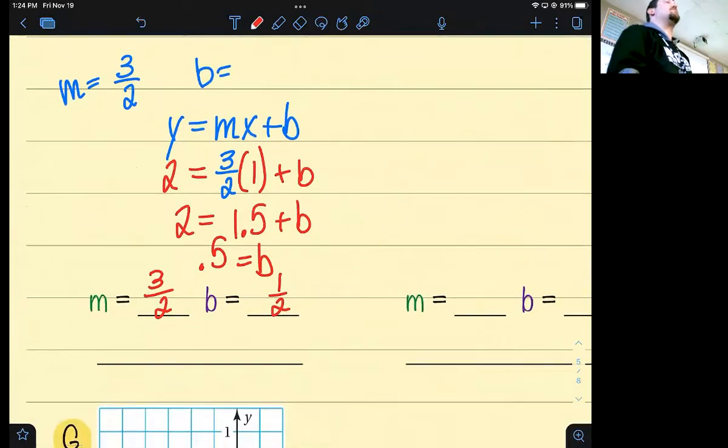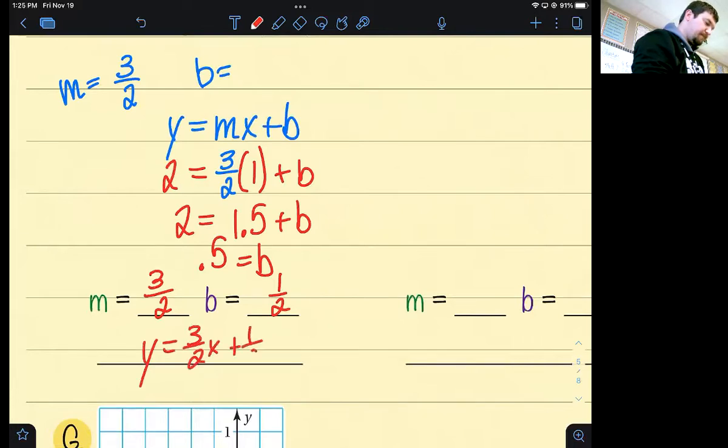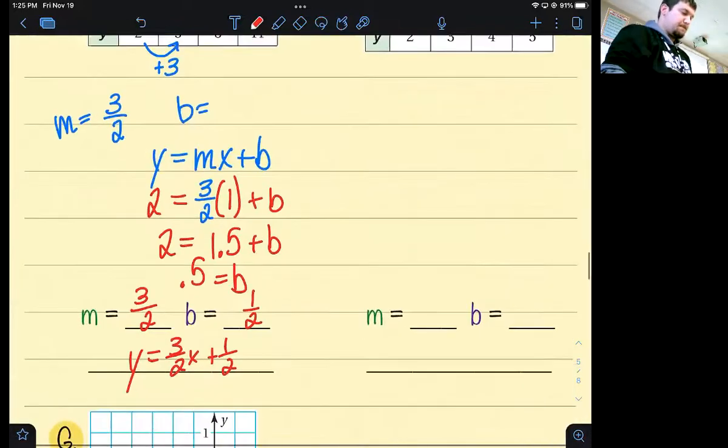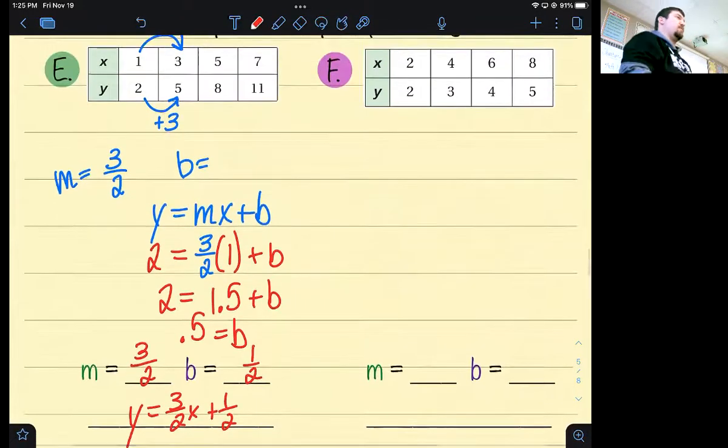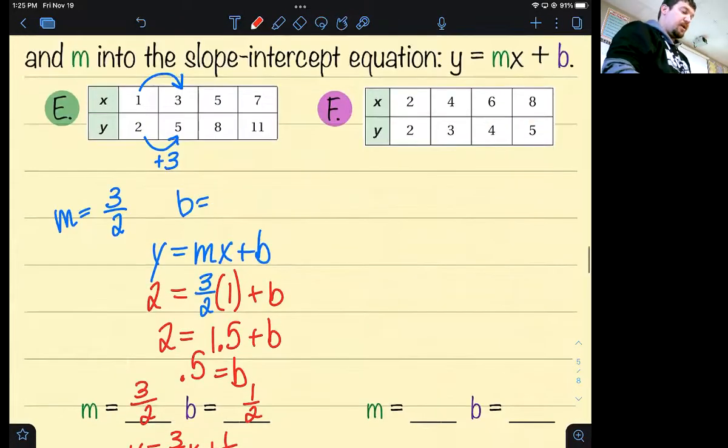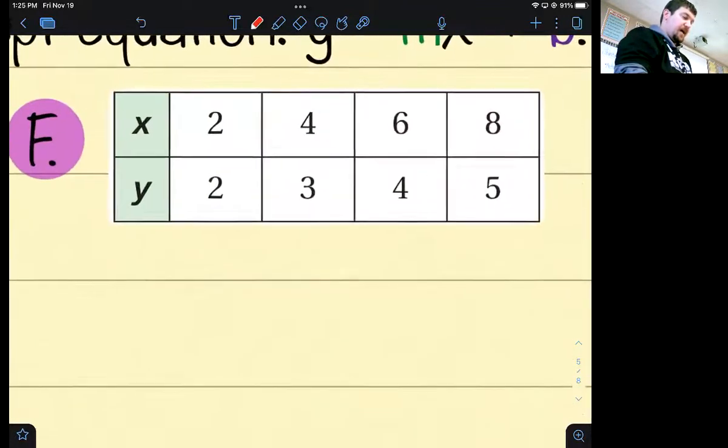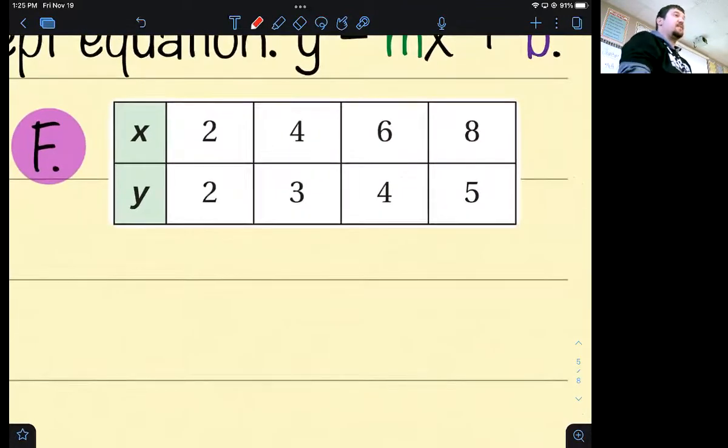Okay, so what's our equation then? Back to this problem. What's our equation? Xander? Y equals 3/2 x plus 1/2. Yes. 4.5, if you want to use decimals, that's fine. Next one. Do they give us the y-intercept value? No, they don't give us any values of x being 0.